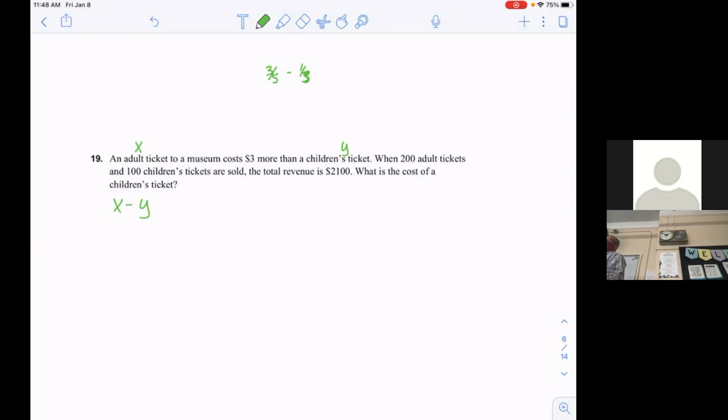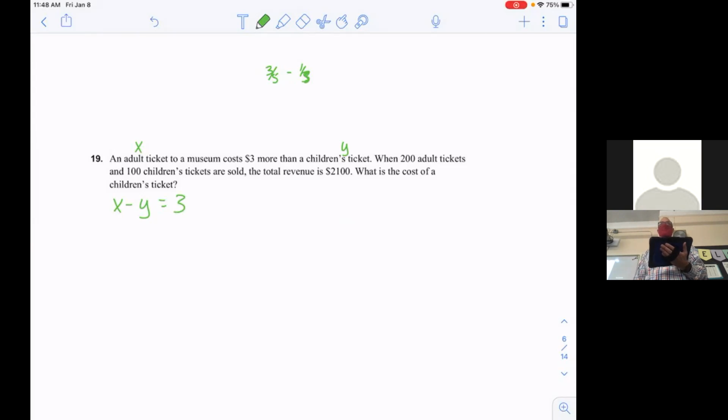What did it tell you? An adult ticket is how much more than a child's ticket? So let's say this is 10 and this is 7. 10 minus 7 is 3. There's a $3 difference there. So there's equation number 1. X minus y is equal to 3 because it said an adult ticket was $3 more.